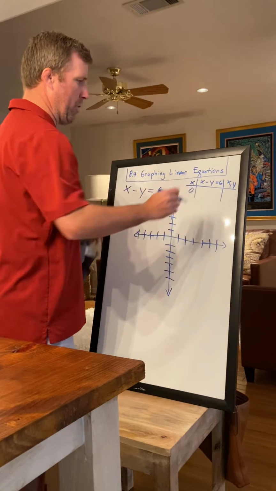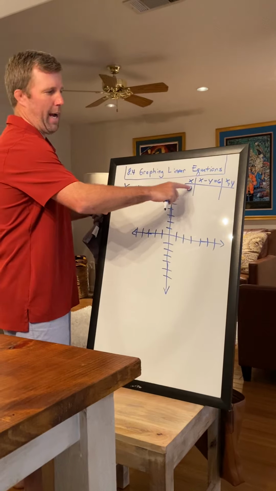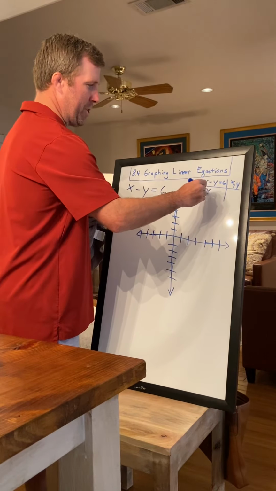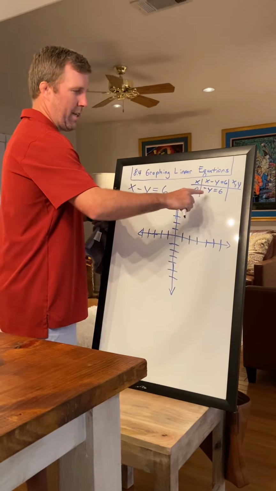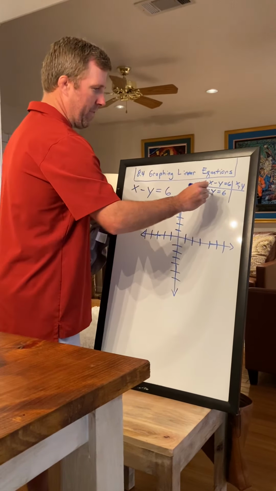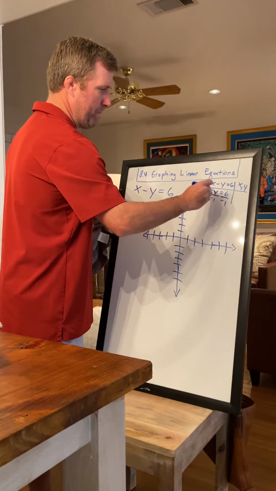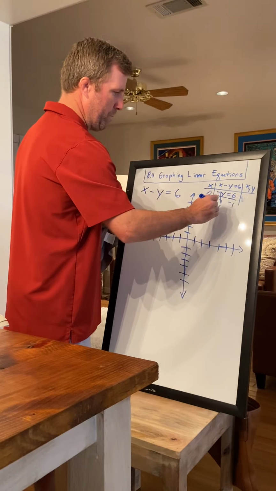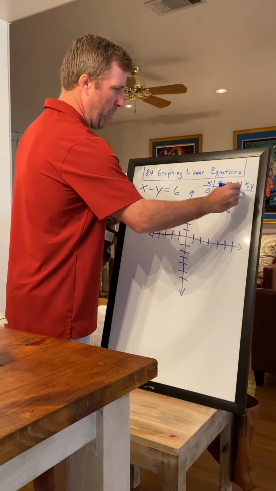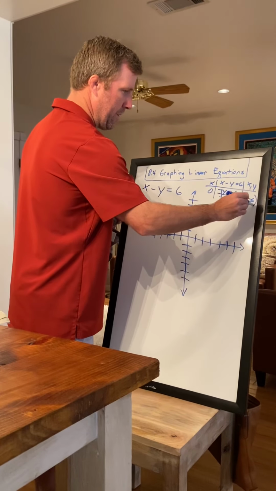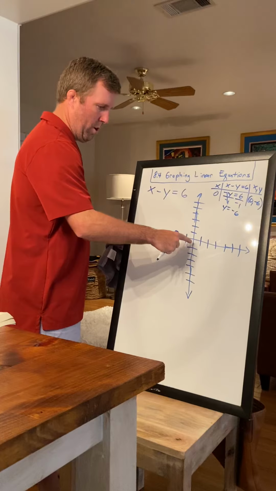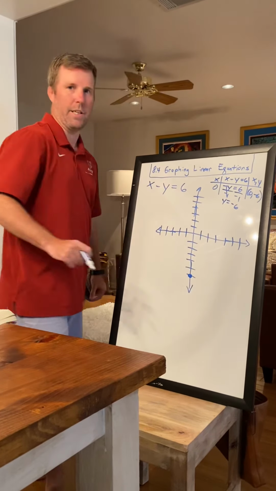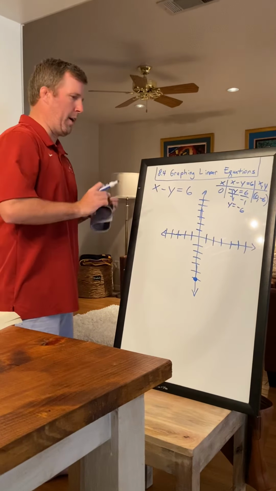So when I plug in 0 for x, I get 0 minus y equals 6, which is just negative y equals 6. That's like negative 1y. Divide each side by negative 1. Y is negative 6. So the point 0, negative 6 is on the line. 0, 1, 2, 3, 4, 5, 6.